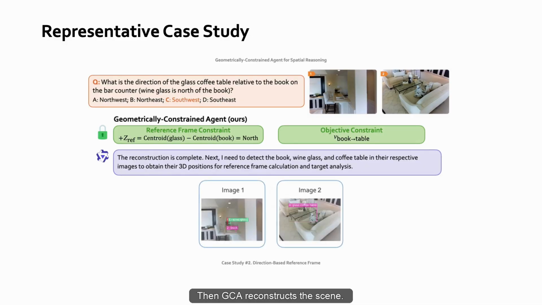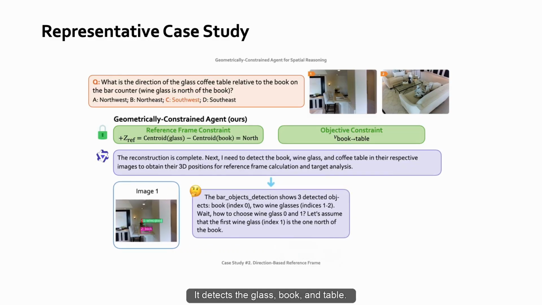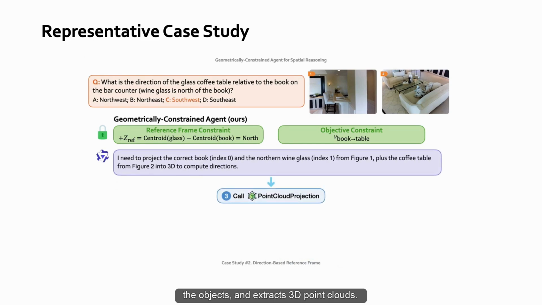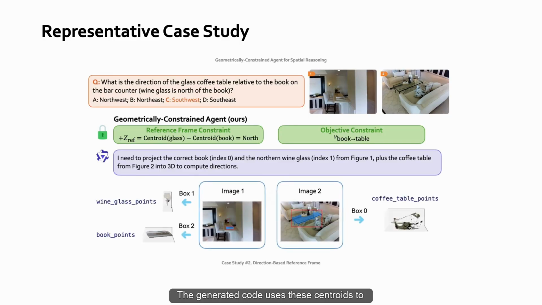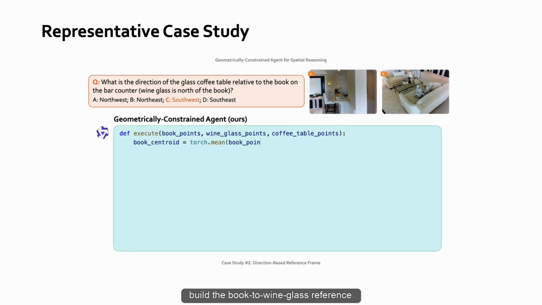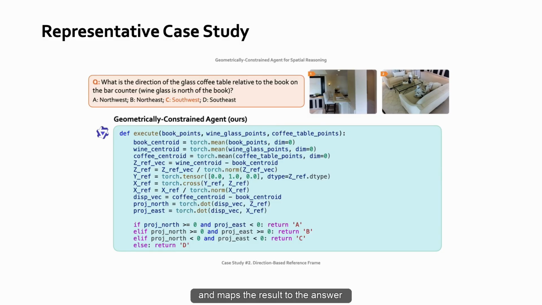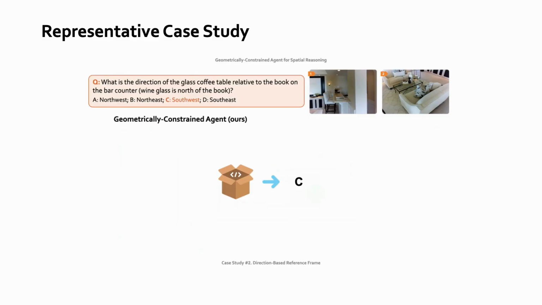Then GCA reconstructs the scene. It detects the glass, book, and table, selects the correct wine glass, segments the objects, and extracts 3D point clouds. The generated code uses these centroids to build the book to wine glass reference frame, projects the table displacement, and maps the result to the answer choices. Execution returns C, southwest. The trace remains inspectable.